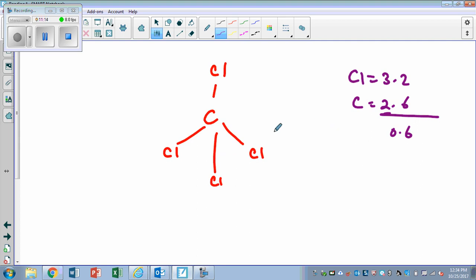Now, who is going to be partial negative? The one that has greater electronegativity is going to be partial negative. So I will have a partial negative sign on each chlorine atom, and partial positive on the carbon atom. You do not multiply chlorine by 4 because there are 4 chlorines. We just check one bond to see if this bond is polar or not. If this bond is polar, that means all the C-Cl bonds will be polar. So this is called polarity.